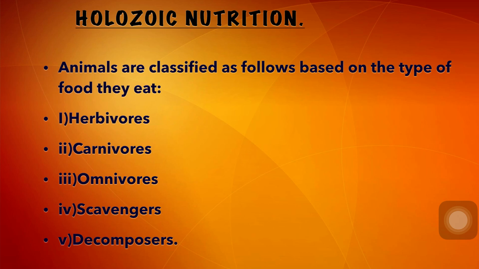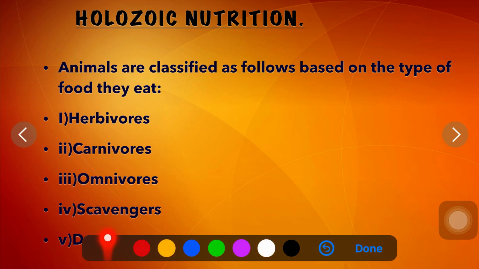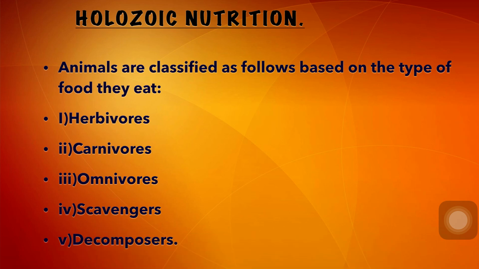So student, holozoic nutrition. According to the type of food, animals can be classified as herbivores, carnivores, omnivores, scavengers and decomposers. So let us learn these topics in detail.